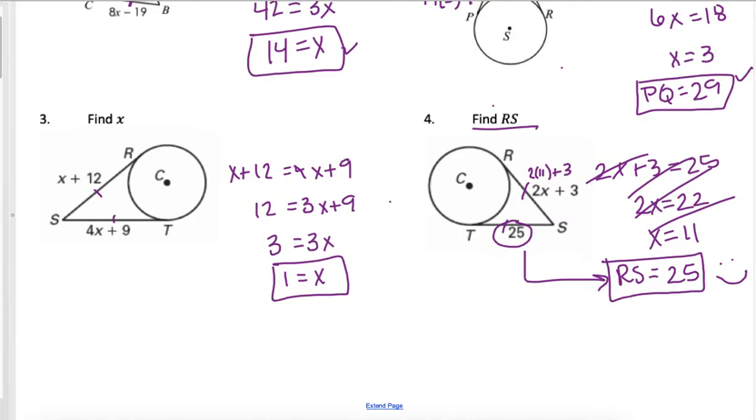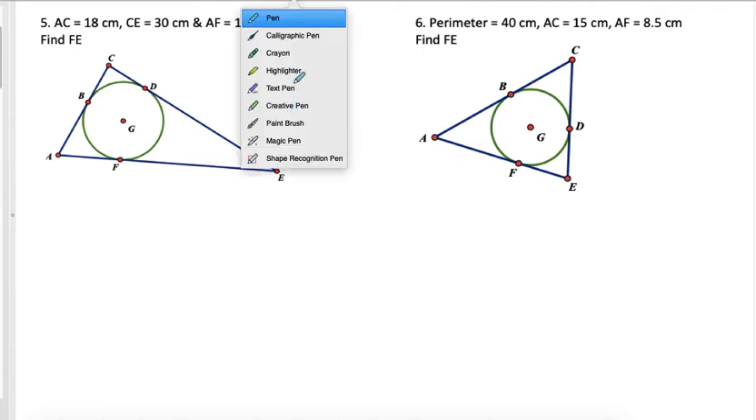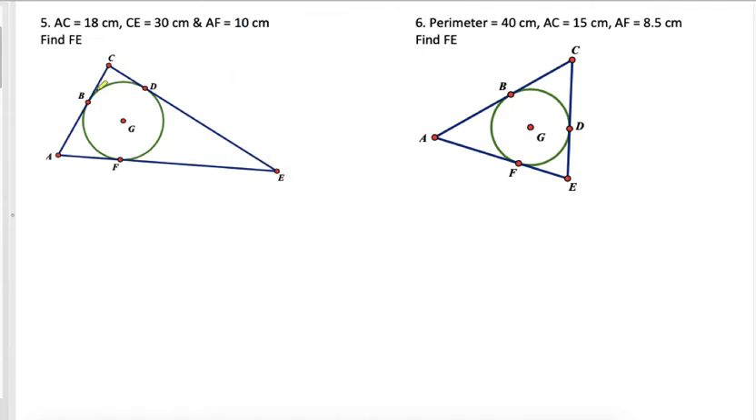All right. This one now we have 3 tangents. So again, I'm going to go through and I'm going to say, okay, here's an exterior point. This piece is the same as this piece. Here's a different exterior point. This piece is equal to this piece. Here's a third exterior point. This piece is equal to this piece.